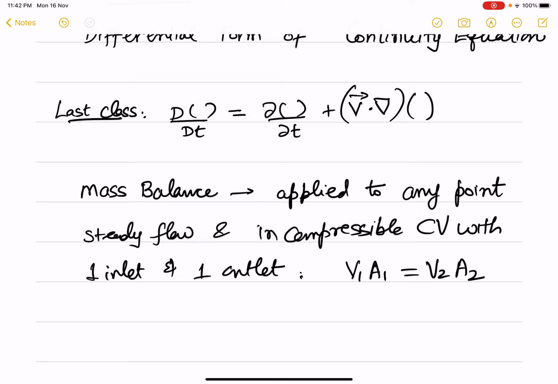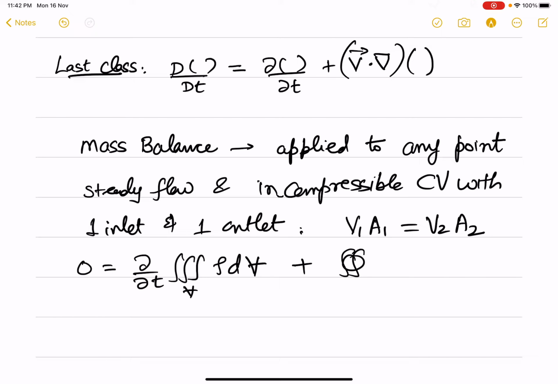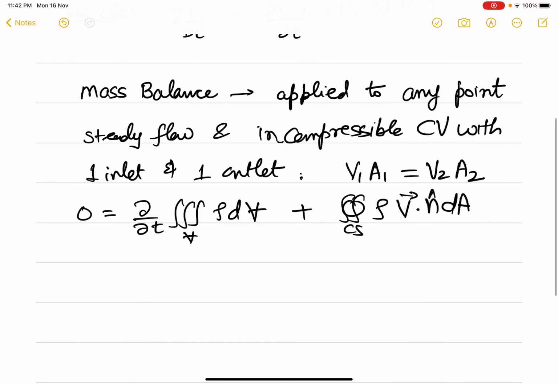And this equation, once we solve it in problems of integral flow analysis, becomes a very, very basic equation. Of course, we should remember all the constraints under which this applies. And if you recall, this equation followed from the overall equation for mass balance, which was 0 is equal to d by dt of the volume integral rho dV plus the integral on the control surface rho v dot n dA. So this is the equation of mass balance for a control volume.